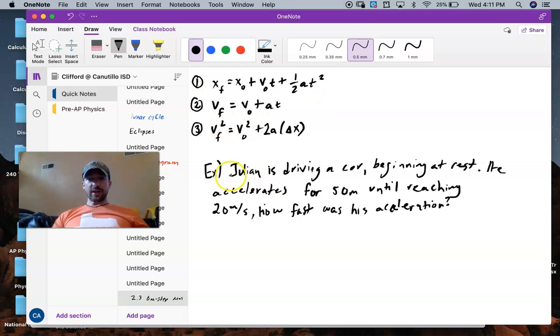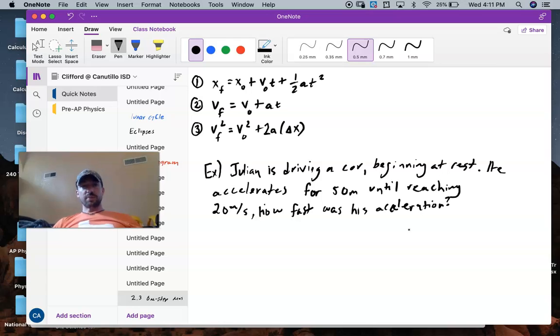Okay, so I got an example here. We'll walk through this example, and that should give you everything you need to do the problems today. Julian is driving a car beginning at rest. He accelerates for 50 meters until reaching 20 meters per second. How fast was his acceleration?